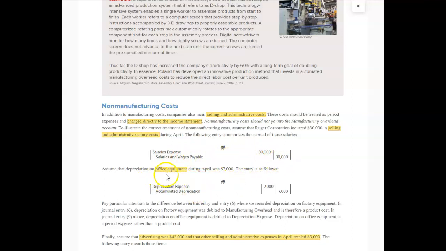Depreciation expense on the office equipment, like the administrative offices, not in the factory building. Here we do go back and use depreciation expense. So don't get confused here. We do use depreciation expense if it's a non-manufacturing depreciation item. Before, when we debited manufacturing overhead and credited accumulated depreciation, that was for the factory equipment, manufacturing equipment. Here, this is for the front office. So we do use depreciation expense as the debit and credit accumulated depreciation.